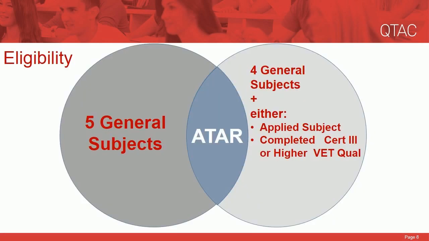There will be two ways students can gain an ATAR. Firstly, they can complete 5 general subjects, currently referred to as authority subjects. Secondly, they can complete 4 general subjects and then either an applied subject or a complete VET qualification such as a Certificate 3, Certificate 4 or Diploma. Keep in mind, one of the subjects must be an English subject. This is a significant improvement on the current system for OP, as it provides options on subject combinations for students to select from.